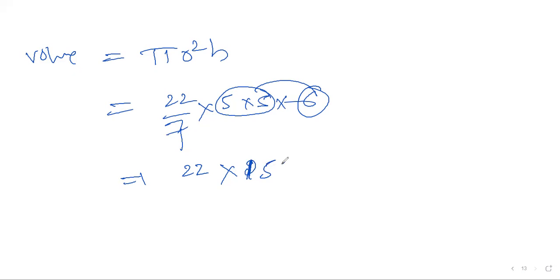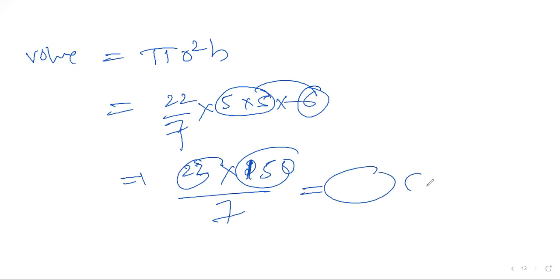25 sixes are 150 by 7. Just multiply 150 into 22 and divide by 7. You'll get an answer, and that answer is in centimeter cube, because it is volume. You'll get an answer; that is the volume of your cylinder. Now it's clear.